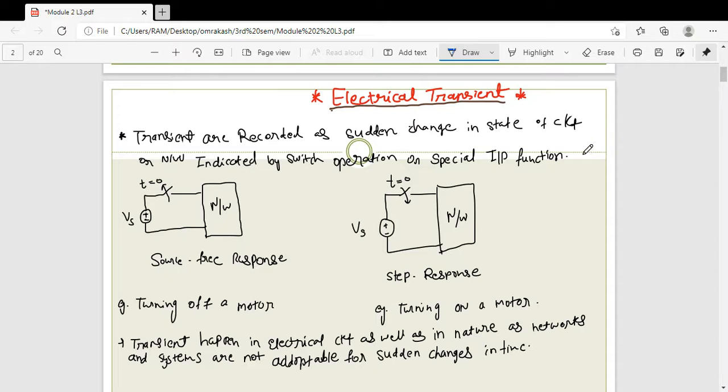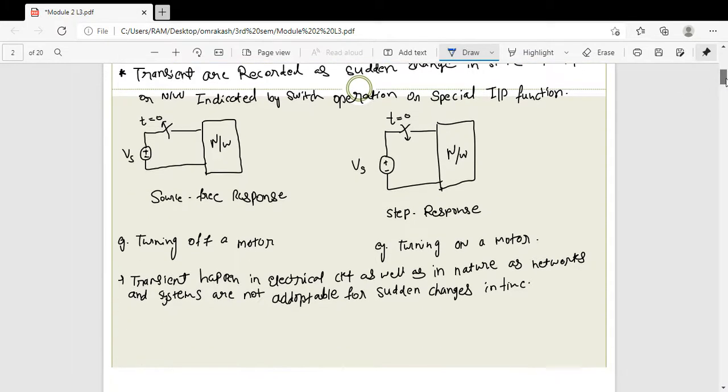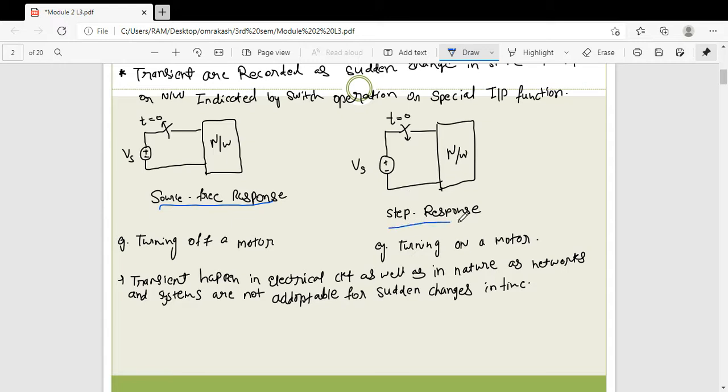So now see here, first of all, you have to observe the circuit. The circuit is a source free response or step response.